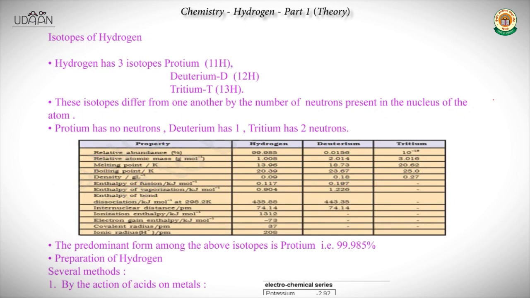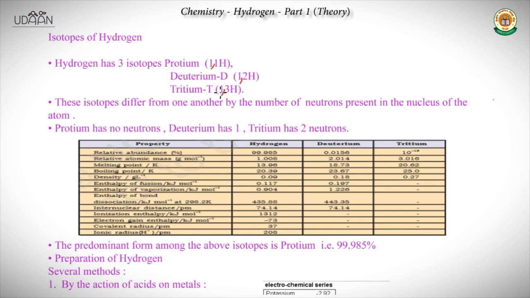Let us see the isotopes of hydrogen. Isotopes are those atoms which have the same atomic number but different mass number. In this slide you can see protium 1 1, deuterium 2 1, and tritium 3 1. The first one is the atomic number and the second one is the mass number. In deuterium, the first one is atomic number, that is 1, and the second one is mass number. Same in tritium.